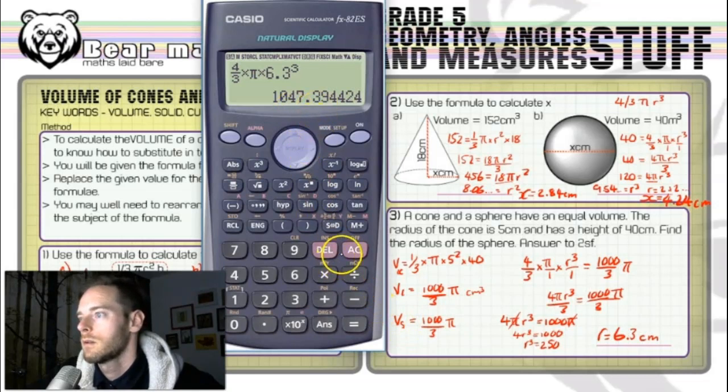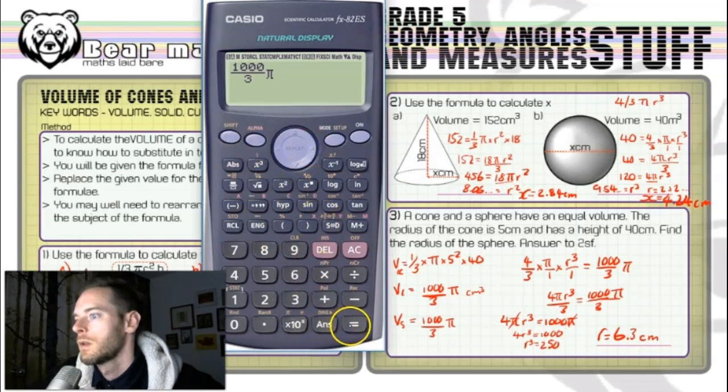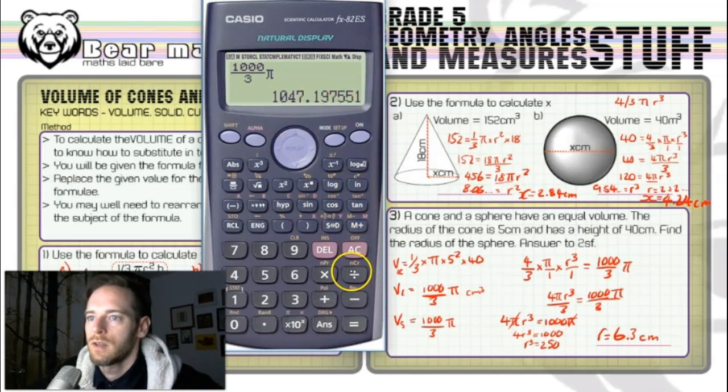So remember that number, right? And then 1000, a bit more awkward than I thought it was going to be actually. 1000/3 multiplied by pi equals that. Yeah, so it's a very, very similar answer. So yeah, we're pretty confident that is definitely the right answer.